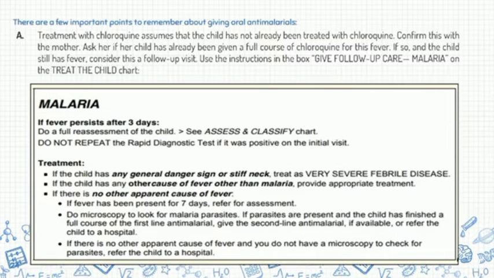Ask her if her child has already been given a full course of chloroquine for this fever. If so, and the child still has fever, consider this a follow-up visit. Use the instructions in the box: give follow-up care for malaria on the Treat the Child chart. We have here the follow-up care malaria chart, and it is indicated that if fever persists after 3 days, the nurse should do a full reassessment of the child, and you have to see the assess and classify chart.